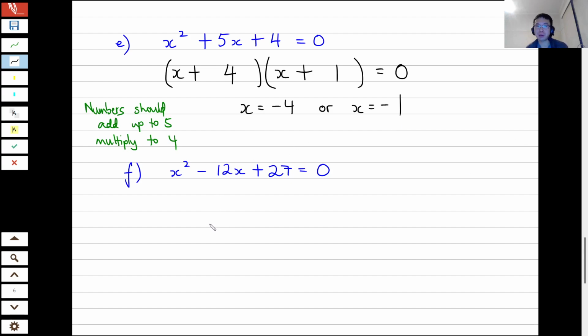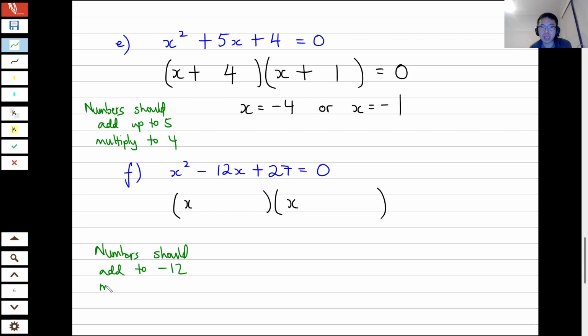Okay, part F. I might give you a moment to think about this, maybe consider pausing the video. Because now you've got negative signs, so you may need to just remind yourself of what you did in previous study. I want you to notice that there's a plus sign here. The numbers that we choose in brackets should add to negative 12 and multiply to positive 27.